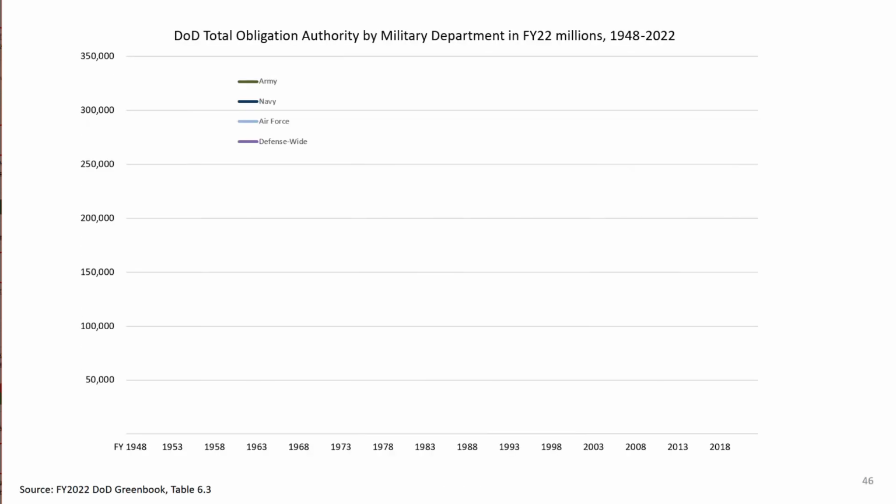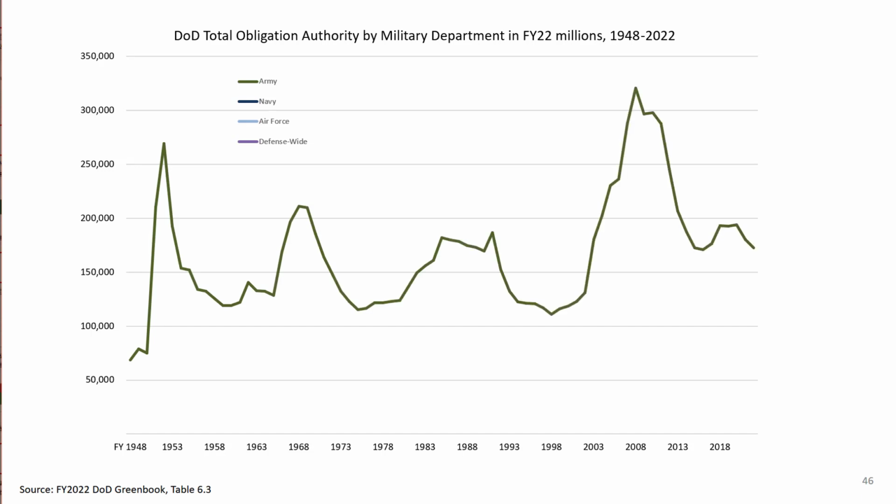Let's look at the defense budget broken down by military department. And by department, we mean Navy includes Marine Corps and Air Force includes Space Force. Here's the Army budget. And we see the same cyclical pattern that we see with the overall DoD top line. But you'll notice that the peaks and valleys are much more pronounced than the overall defense budget. The peaks are higher, the valleys are lower.